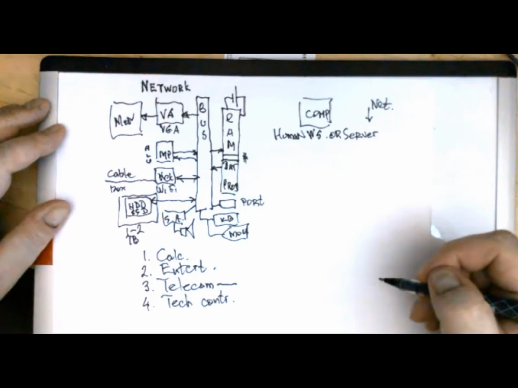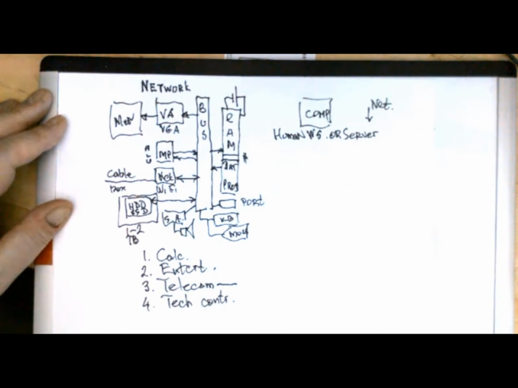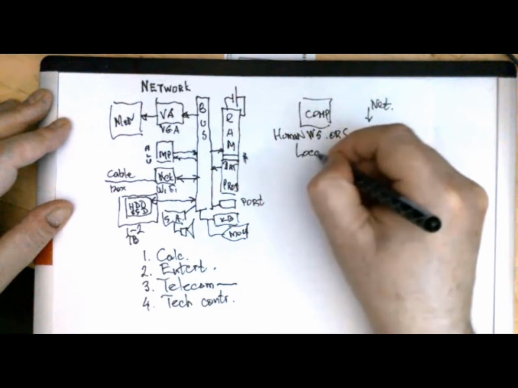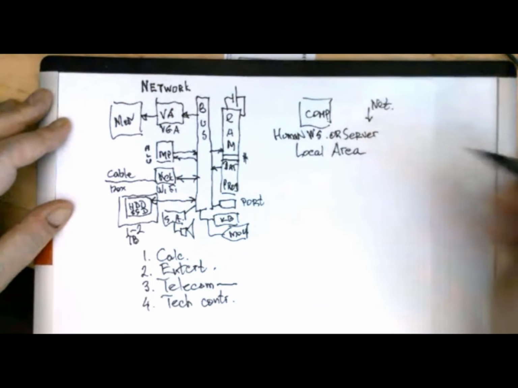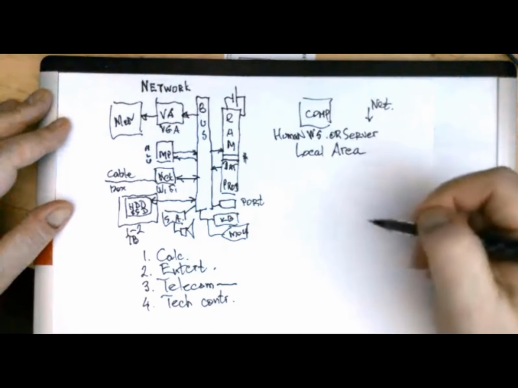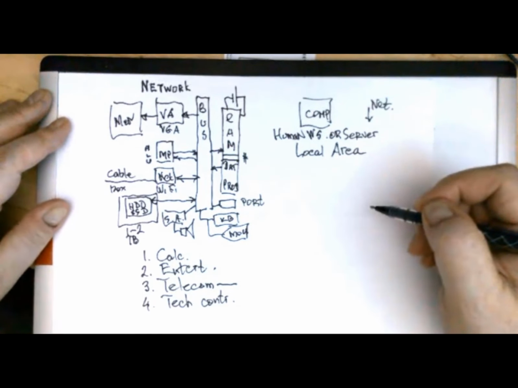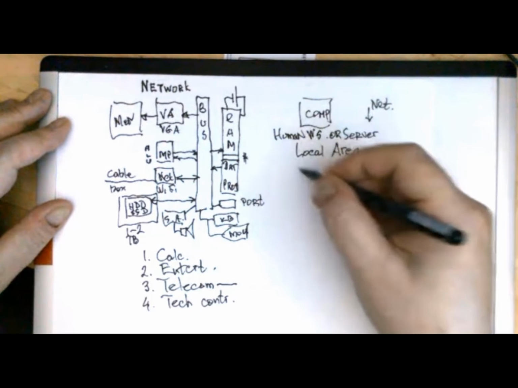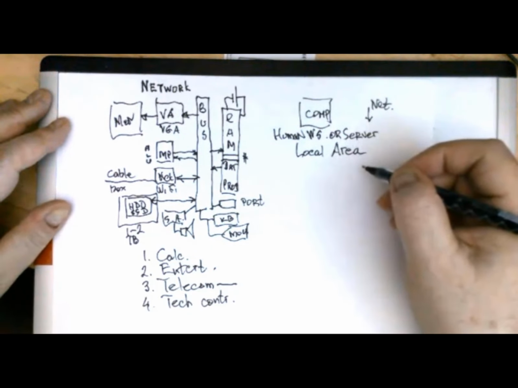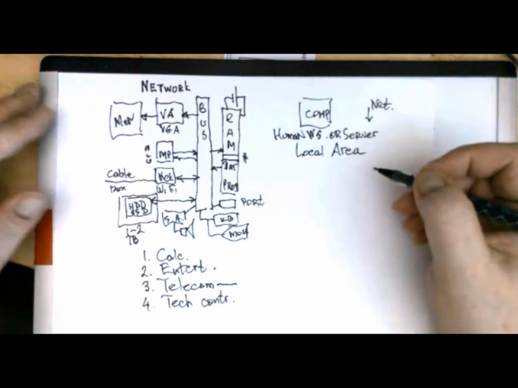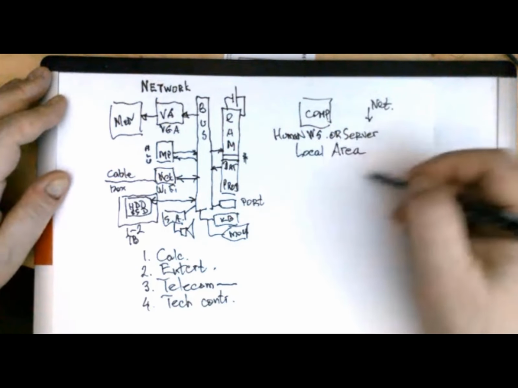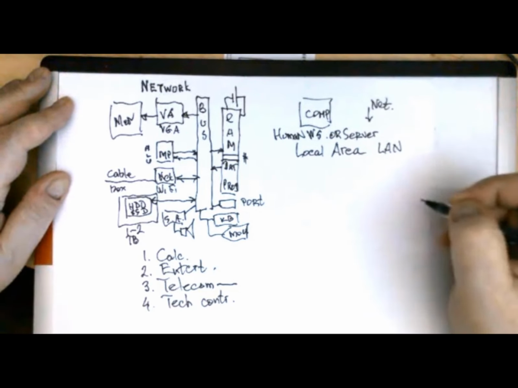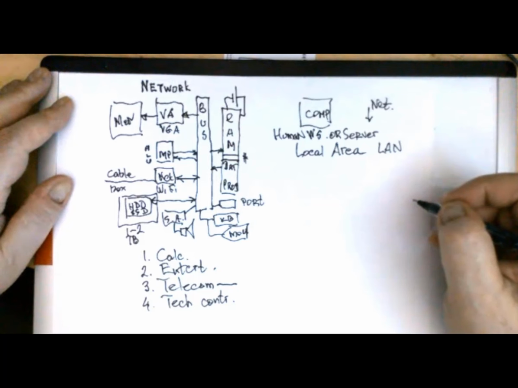Folks, the first network that was created was a local area network. Local area. So what is local area, folks? It's under one roof, inside of one building. The anatomy, or geography, or topology could be different for a local area network, which is LAN.